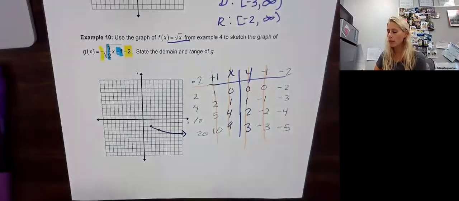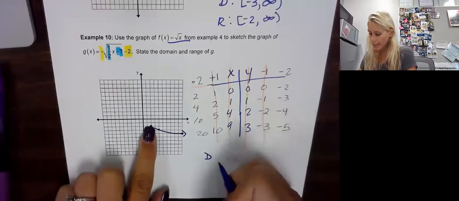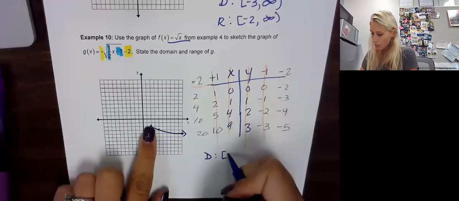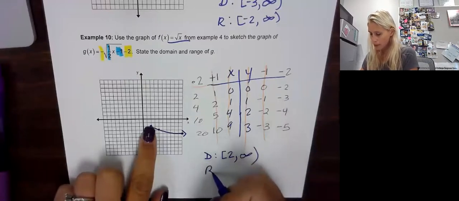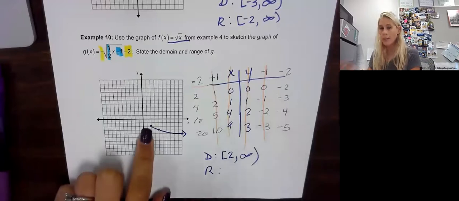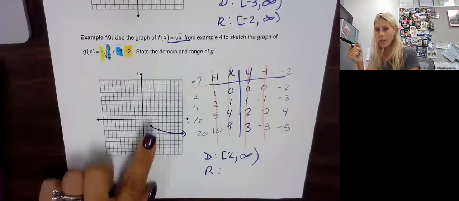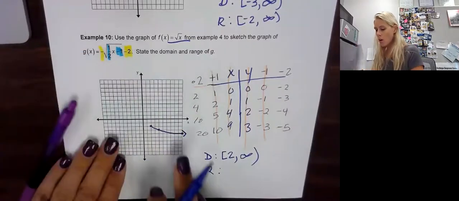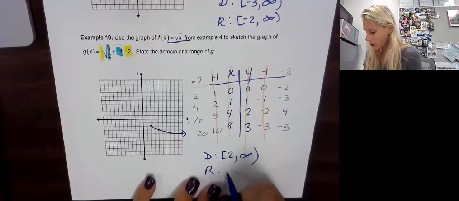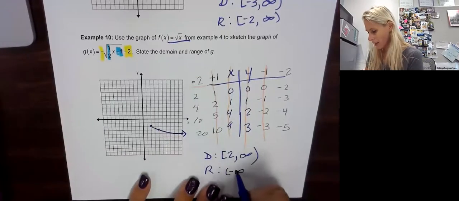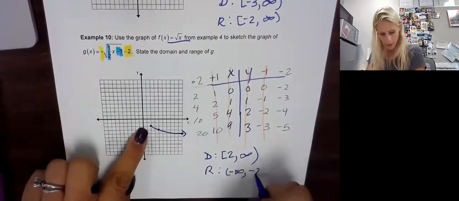Now we need domain and range. Domain, well, where does our point start? It starts at 2 and goes to the right, so that's infinity. And our range, be careful, remember it goes from low to high, but this isn't the low, this is the high. The low is that arrow that keeps going down, so it actually starts at -infinity and goes up to the highest, which is -2.